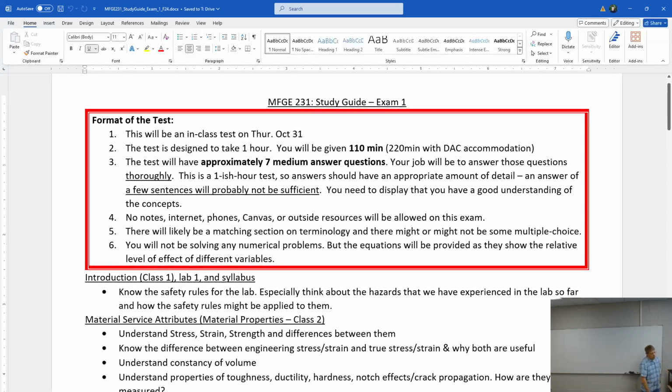So some things to know about the test. It is designed, it's going to be in class on October 31st. If you're taking it at DAC, it's listed right now as any time on the day of the exam. If you need to go outside of that because of other constraints, please talk to me. It will have approximately 7 medium answer questions.